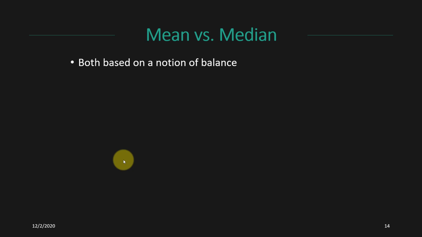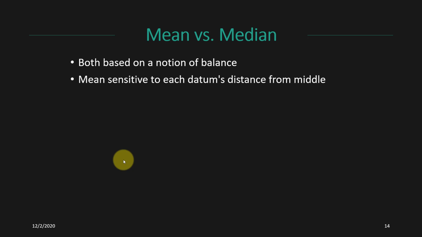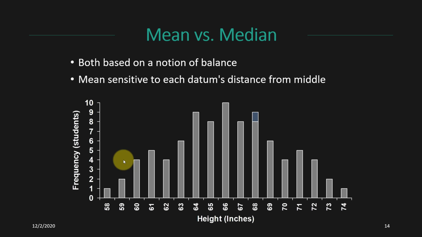So we want to think about the mean and the median in a little more detail. Again, both of these measures of central tendency are based on the notion of balance. The mean is sensitive to each data point or datum's distance from the middle, right? You can think about this if we have our distribution of scores here. So we're looking at height in inches, and then we have the frequency of students at each height. In this perfectly symmetrical distribution, the mean and the median are going to be in exactly the same place.